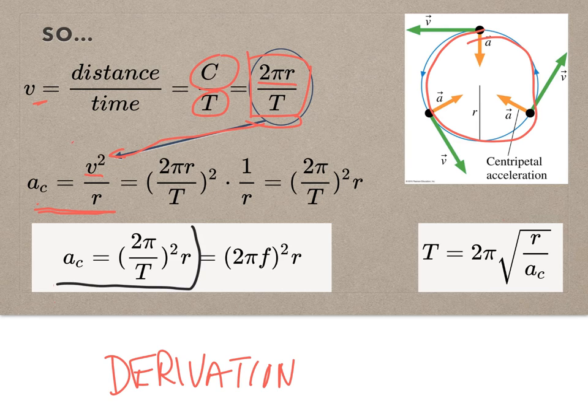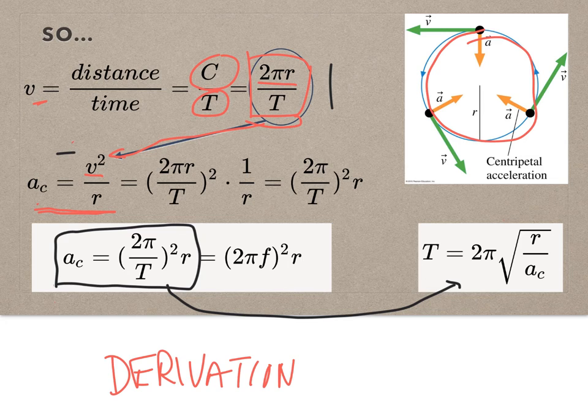2 pi over T is this. Now, if I take this and solve for T, I get this over here. Again, this is something that you should be able to look at and say, okay, I make a few substitutions and then go from there. Because I know what this is, and I know what this is, and I just do a little bit of substitution. Another way to write it is this. We'll see this format quite a bit when we're talking about circular or repetitive types of motion, and we'll come back to this.